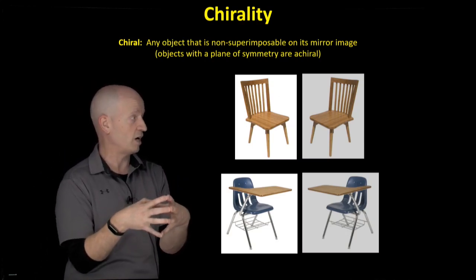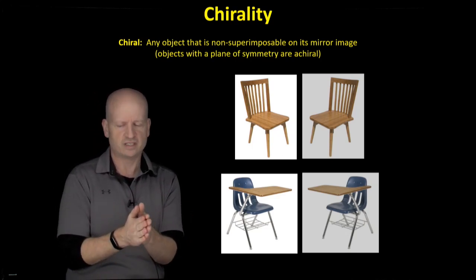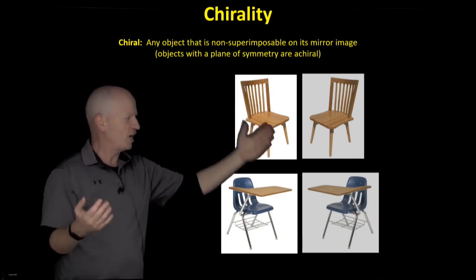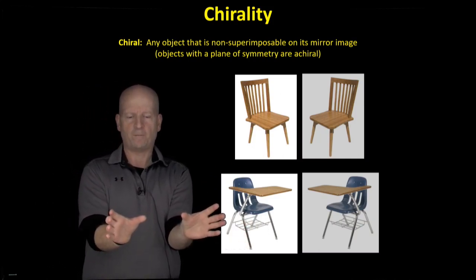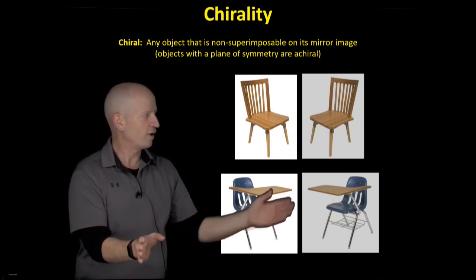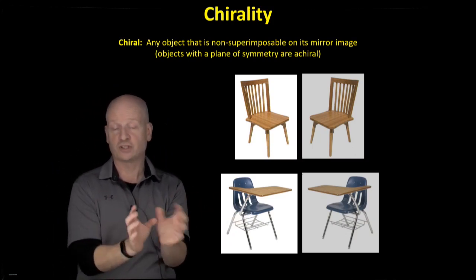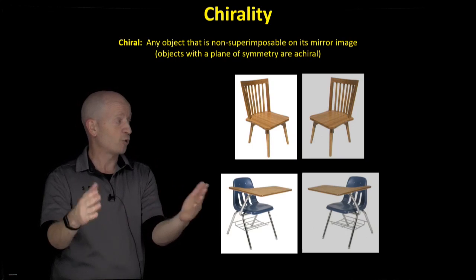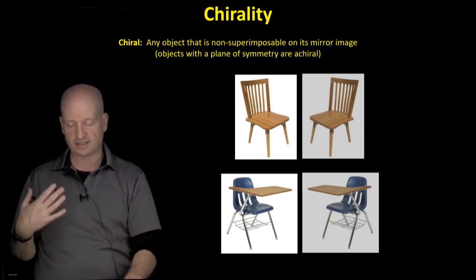One thing you can look at when trying to determine whether an object is chiral or not: any object that has a plane of symmetry in it is not going to be chiral. If you look at the original chair, if you cut that in half, the right side is the mirror image of the left side. And so you have a plane of symmetry in that object, and it is not chiral. Whereas the desk here, if you were to cut that object in half, the right side is different than the left side. Putting the little table on there breaks up the symmetry of the chair so that it's now asymmetric, and it is a chiral object.